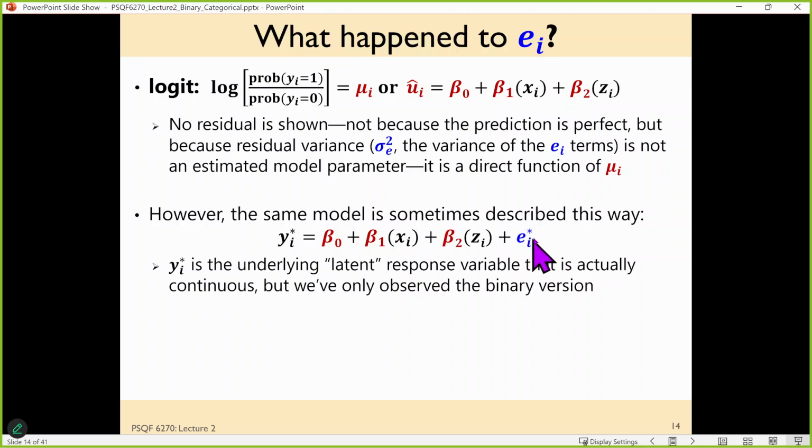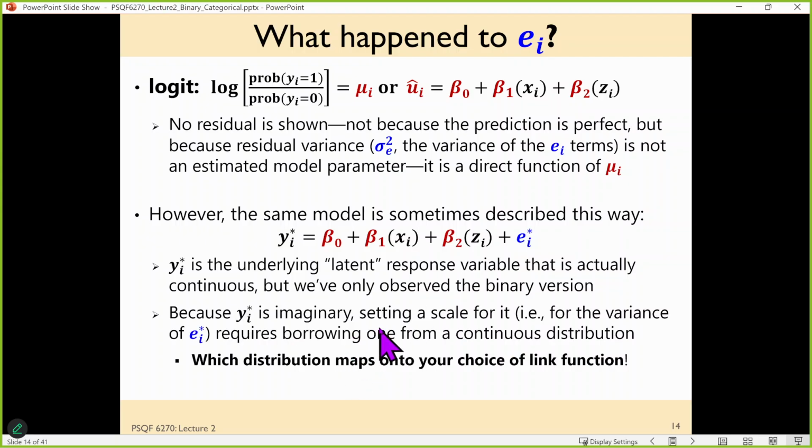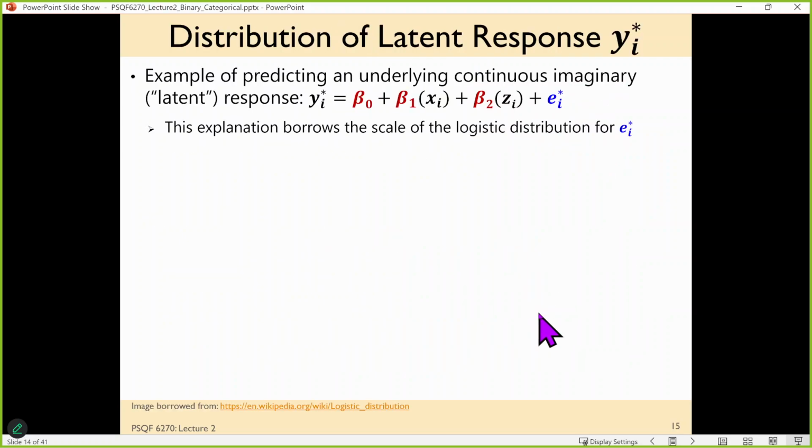So when you see an E, occasionally it might be because they're writing yet another version of this model, where they're referring to a pretend underlying continuous or latent distribution that gave rise to the 0 and 1 answers. This is a fiction. Y star is an imaginary thing. We do not have access to it. The purpose of this is to provide a motivation for how we think about the metric that underlies logits, like what the scale is in terms of interpreting that. And the variance of these E things then is dictated by your link function.